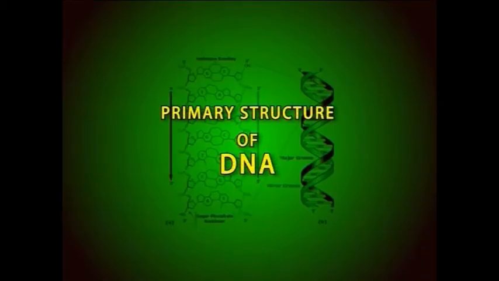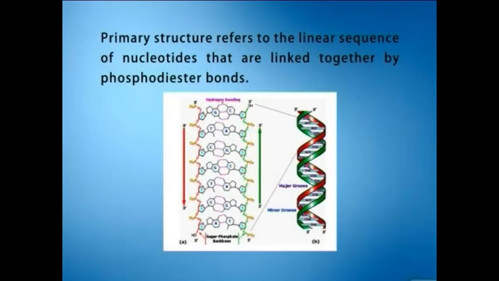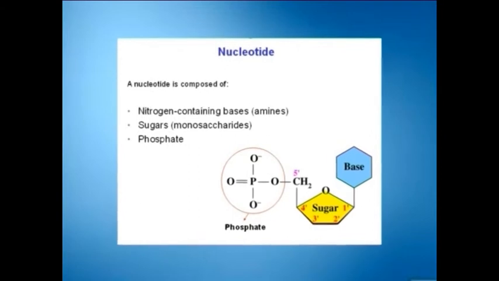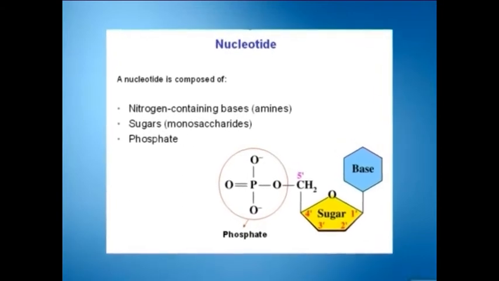Primary structure of DNA. Primary structure refers to the linear sequence of nucleotides that are linked together by phosphodiester bonds. DNA is a biopolymer made of units called nucleotides. A nucleotide consists of a base, a sugar, and phosphate. The nitrogenous base is derived from either purine or pyrimidine. In DNA, the sugar is deoxyribose. The phosphate group is derived from phosphoric acid.